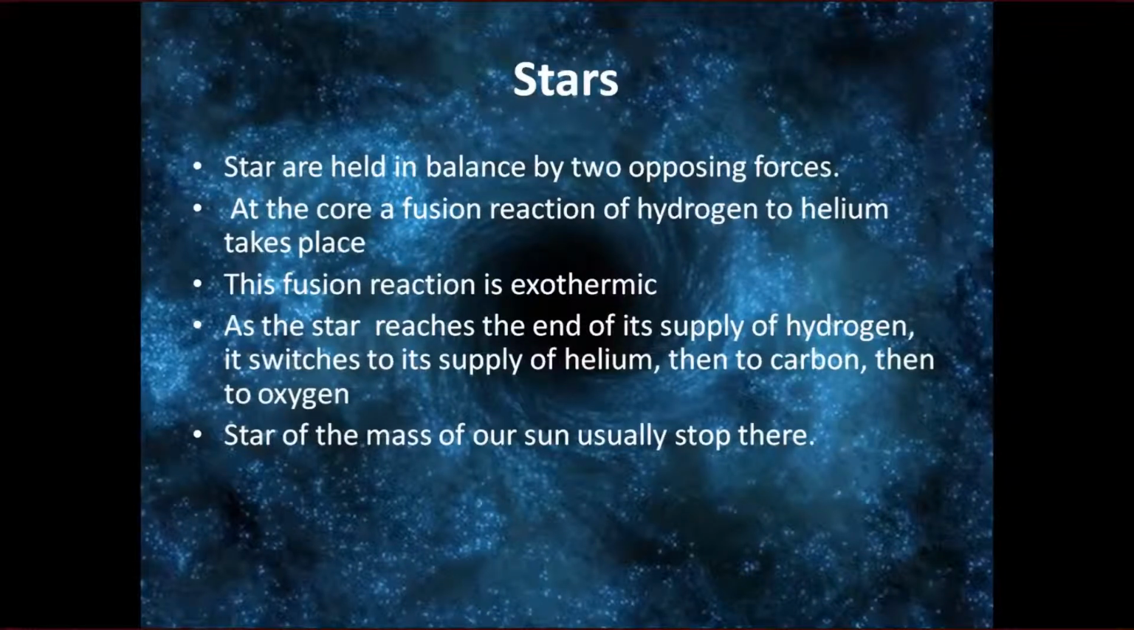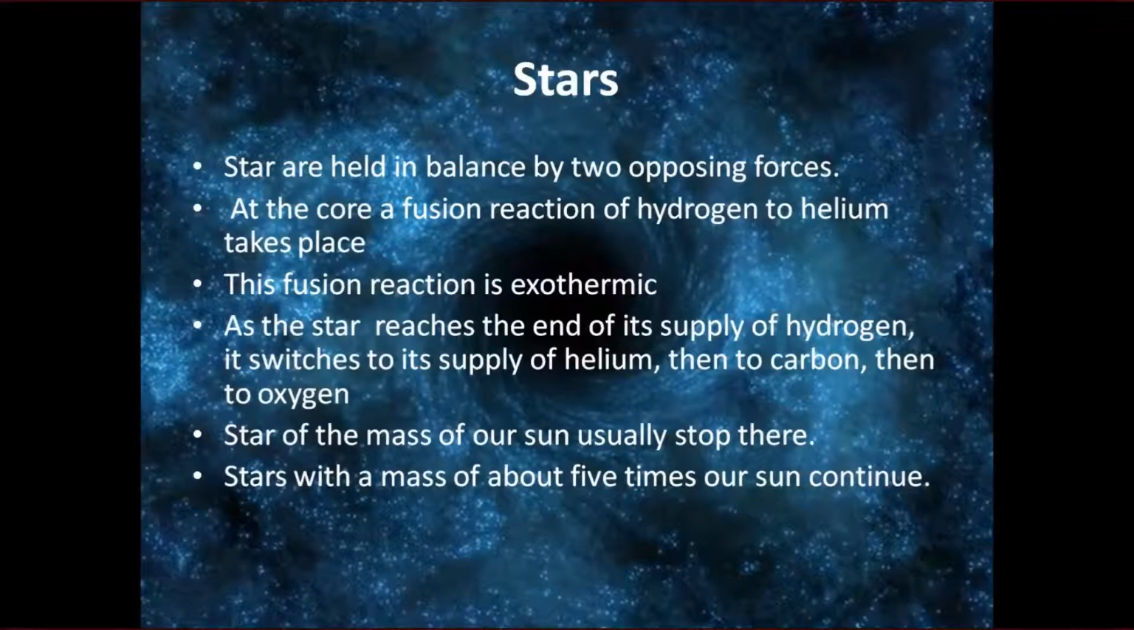Stars the mass of our Sun usually stop there. They become a white dwarf and cool down. Stars with a mass of about 5 times our Sun continue up the periodic table. They continue on to silicon, to aluminium, to potassium, but then finally stop at iron.